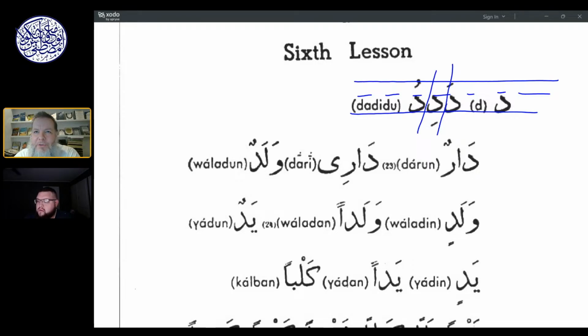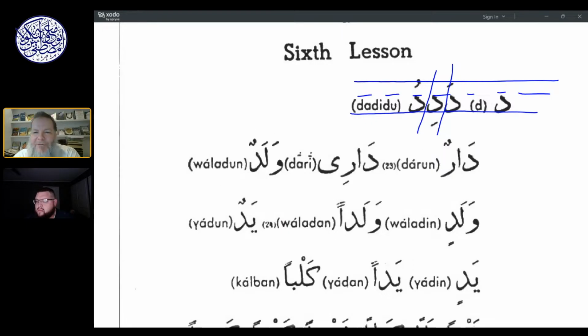And as we can see here, it doesn't connect on the left, similar to the wow and the ra and the zay. It doesn't connect to the letter coming after it. It can connect to the letter in front, as we see right here. The lam came before the dal, and it connected, but it doesn't connect afterwards, as we can see in the rest of these.